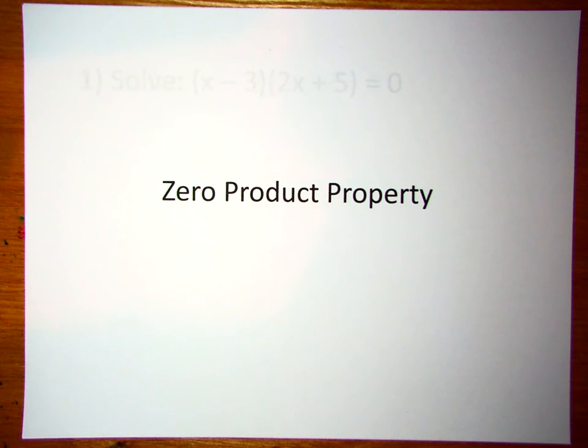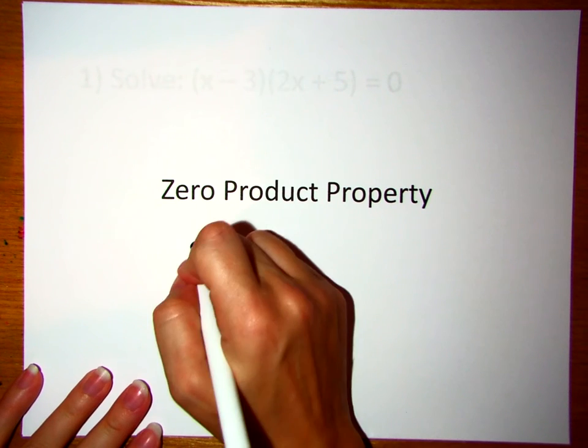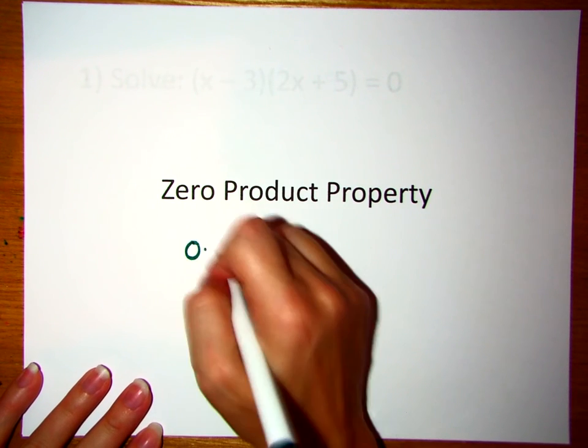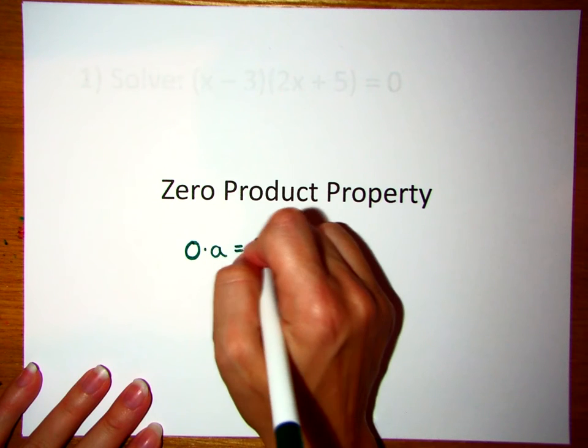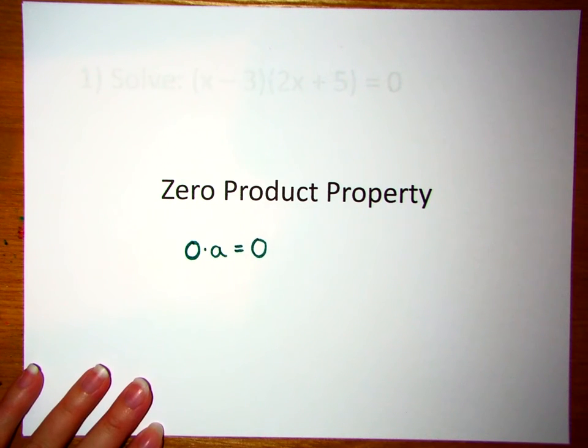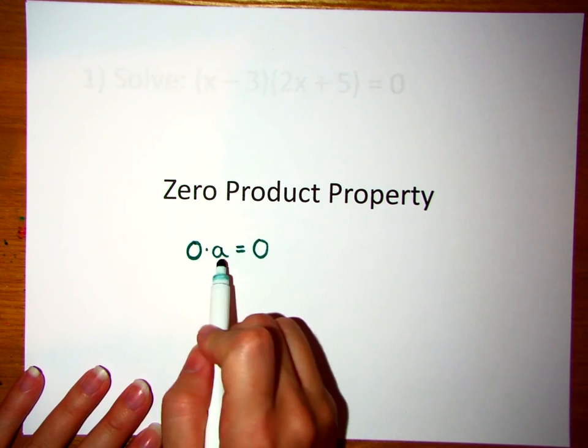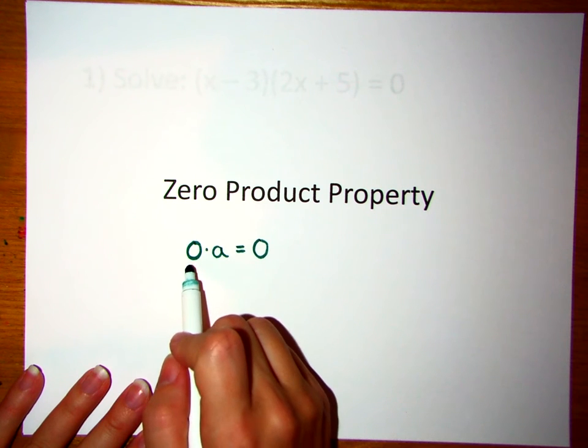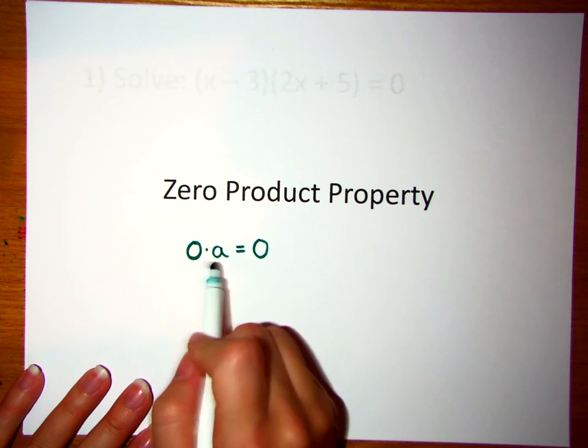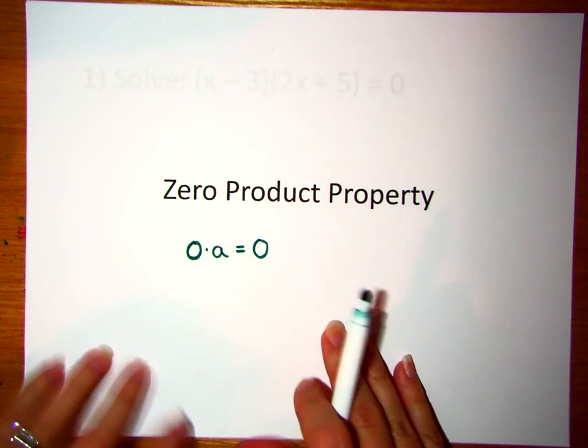This lesson is on the zero product property. The idea of this property is that when you take 0 and multiply it times anything, that's going to have a product of 0. In other words, with two factors where one factor is a 0, when you multiply them, it will equal 0.